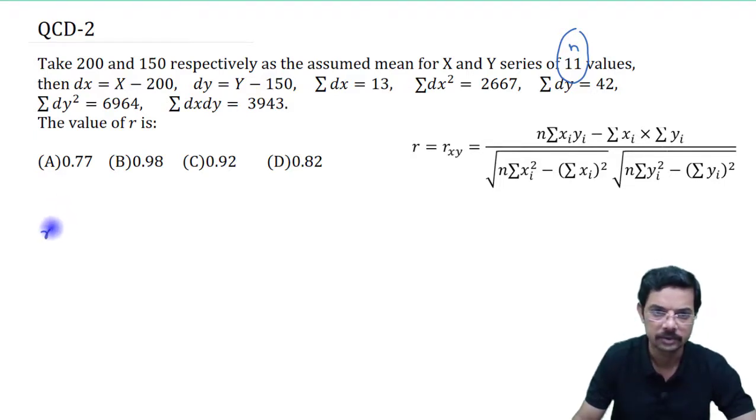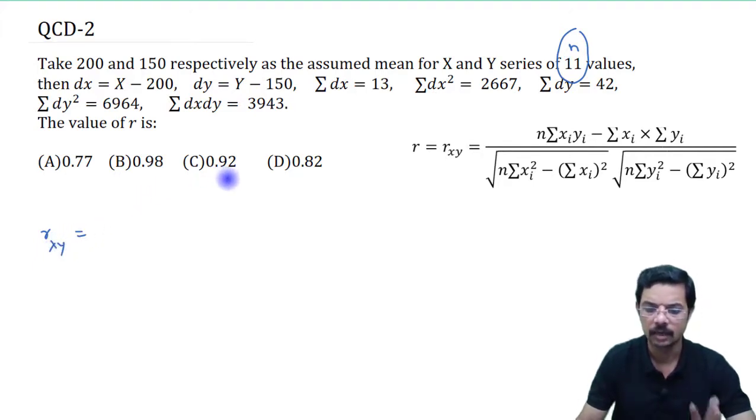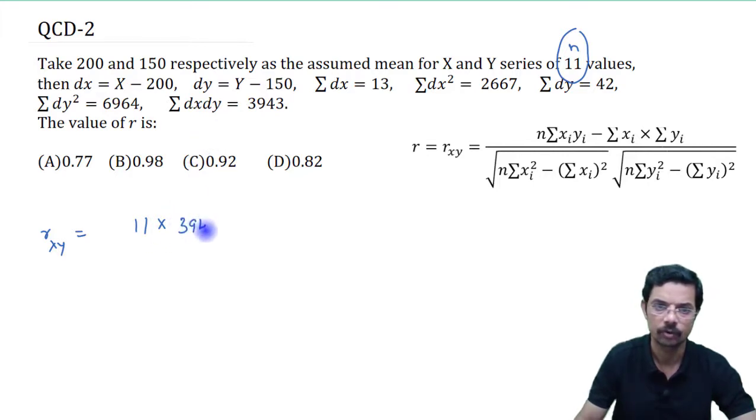So r of xy will become equal to, n is equal to 11 in this case, so we will put 11 into sigma dx into dy. Where is sigma dx into dy? Sigma dx into dy is 3943. Minus, we have the minus sign. Then instead of sigma x, we will be taking sigma dx, that is 13 into sigma dy. Sigma dy is 42, so we have 42 here.